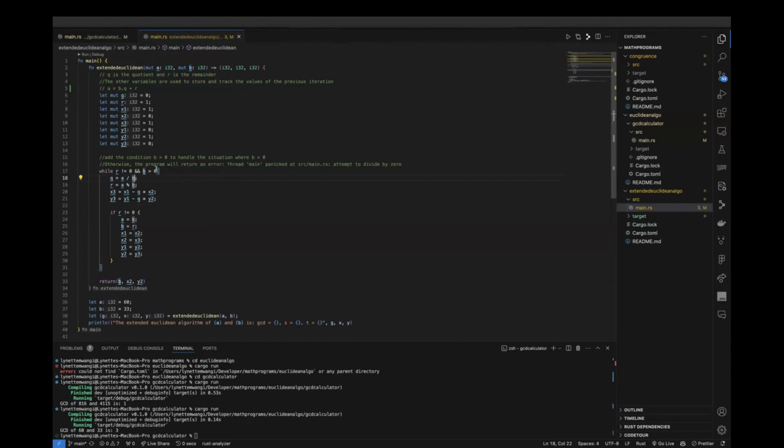We're also going to add the condition where B is greater than 0, because if our second number is 0, we're going to get an error, this error here. And then after we update our quotient, R, X3 and Y3, we're going to again update A, B, and the other X's so that we can repeat the process until we get to the remainder of 0.